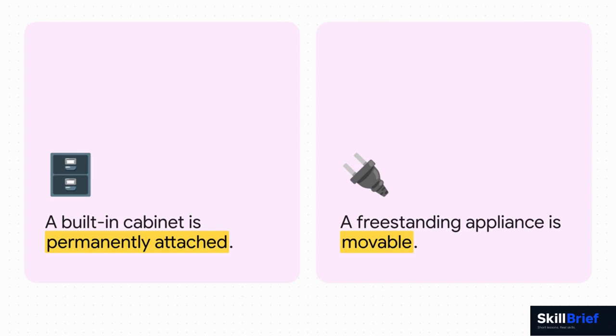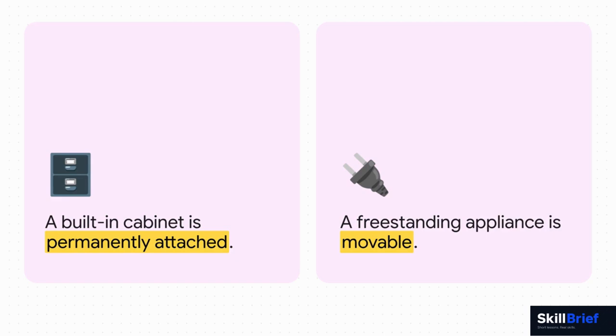We'll directly contrast two items you'll often find sitting right next to each other in the exact same room. Take a built-in cabinet. This is real property. Why? Well, because it's screwed directly into the studs of the wall. It's anchored to the structure. It is permanently attached. Now, contrast that with a freestanding appliance, like a standard refrigerator that you just plug into the wall outlet. That is personal property. I mean, it's heavy, sure, but fundamentally, it's movable.